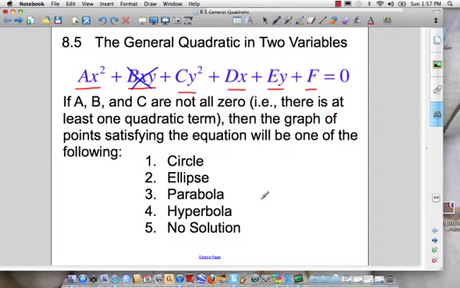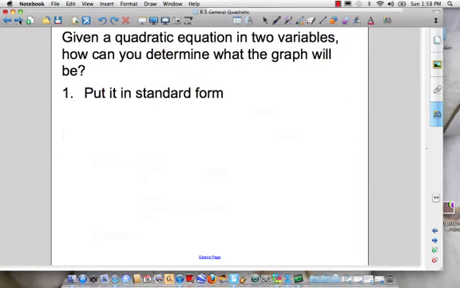For now, the only quadratic terms will be x squared and y squared. And please note that a, b, c, d, e, and f are always going to be numbers in our examples. Okay, so you might wonder, if you're given a quadratic equation in two variables, how do you know what the graph is going to be?